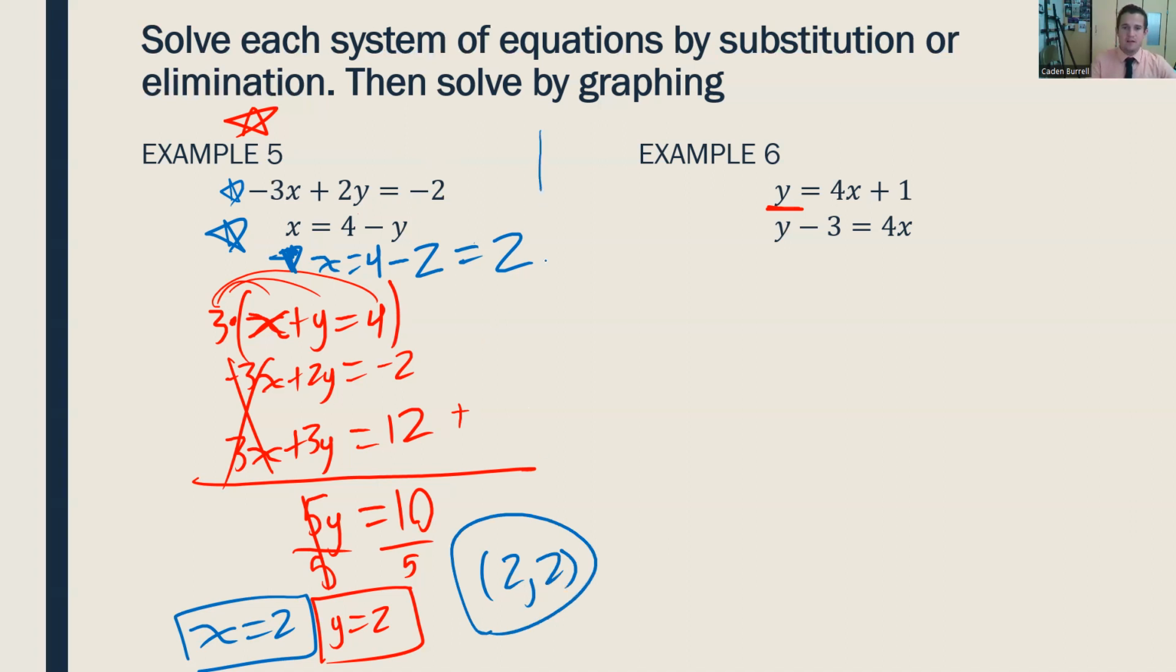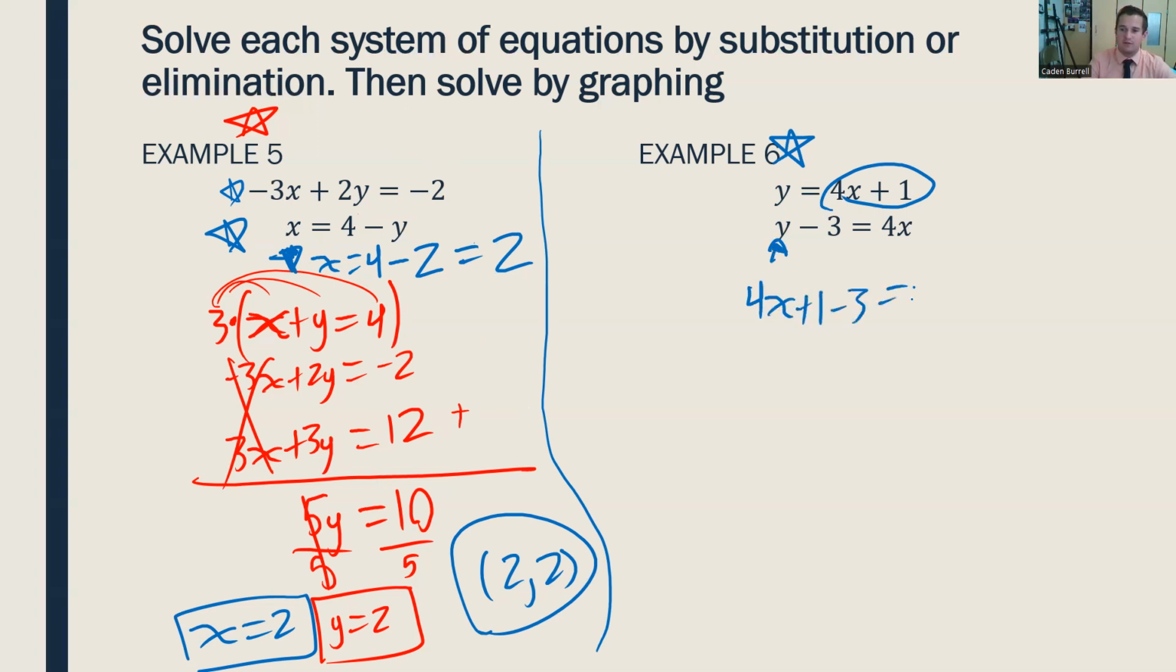Okay? So I solved that one using elimination. Let's solve example 6 by substitution. I have y equals 4x plus 1, so I can plug this whole expression in for y in the second equation: 4x plus 1 minus 3 equals 4x. Now there's just x's. I can solve for x. So let's see, 1 minus 3 is -2.